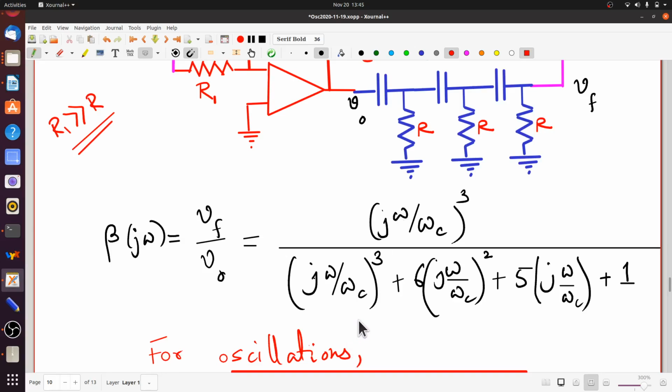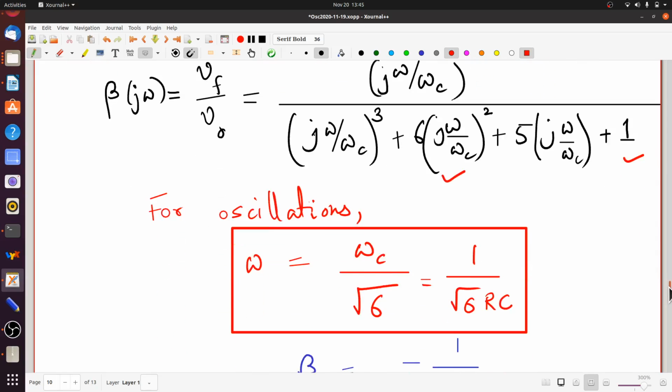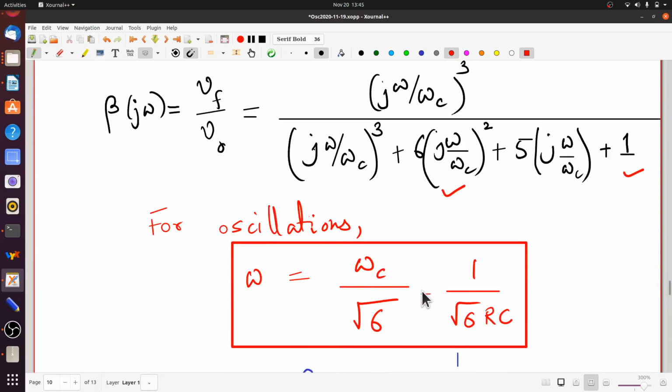So the real part of the denominator, which has come from here and here, should cancel each other out. That means (omega by omega c) whole square times 6 must be exactly equal to 1. For oscillations to occur, the frequency has to be equal to omega c by root 6, 1 by root 6 RC. So this is a different value from the previous circuit simply because of the extra loading which each RC stage puts on each other. With the same resistance, same capacitance, you are getting two different oscillation frequencies in the two cases.